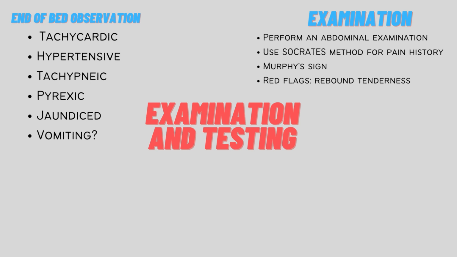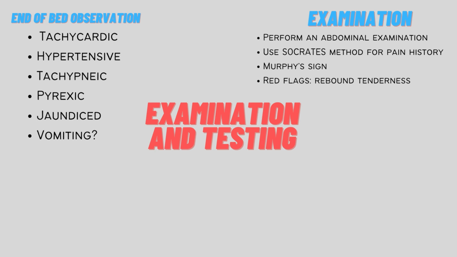When performing an abdominal examination, we want to look if the pain is epigastric or coming from the right upper quadrant. Epigastric pain may indicate more pancreatitis. However, this isn't a strict diagnostic rule and further testing is always required. When taking a pain history, we want to use the Socrates method. We also want to test for Murphy's sign.